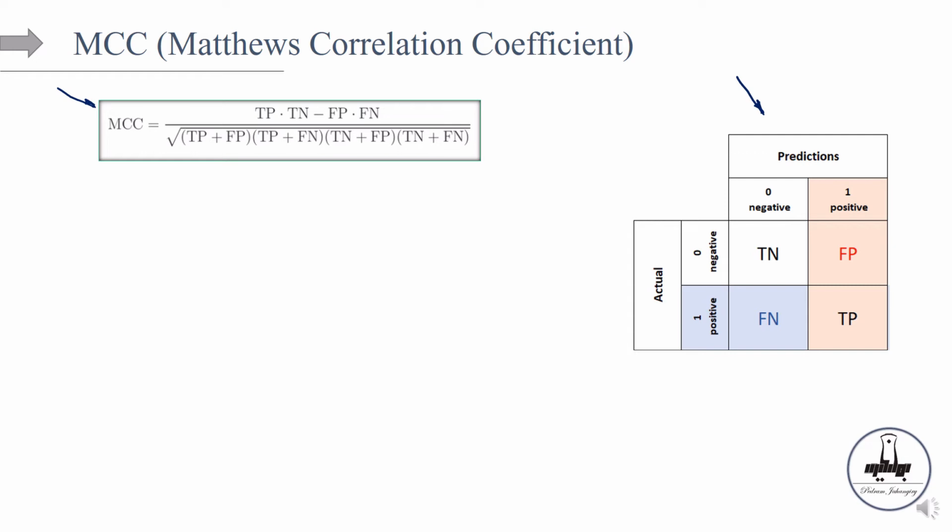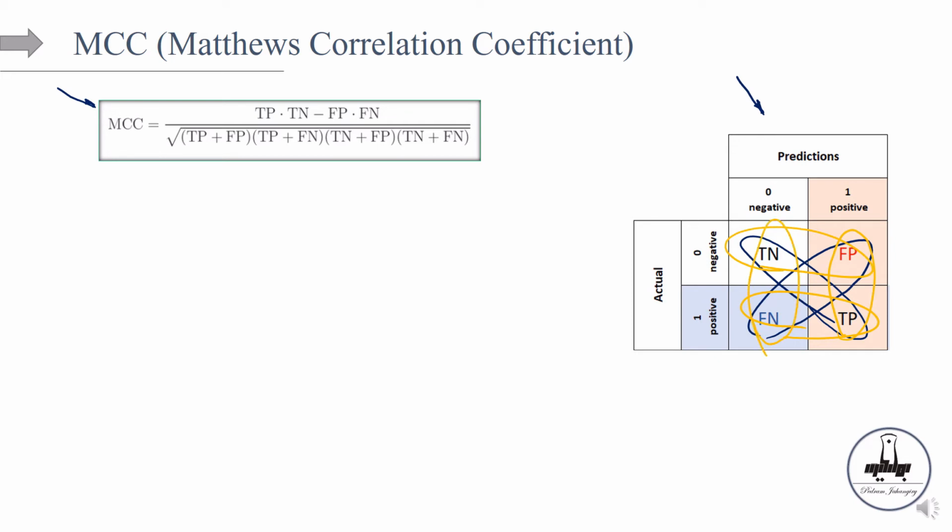So here on the numerator, we have true negative multiplied by true positive minus false positive multiplied by false negative, divided by the square root of true positive plus false positive, multiplied by true positive plus false negative, multiplied by true negative plus false positive, and then finally true negative plus false negative, right?